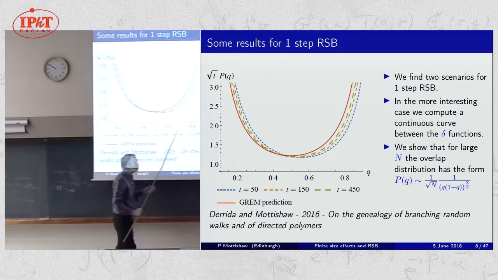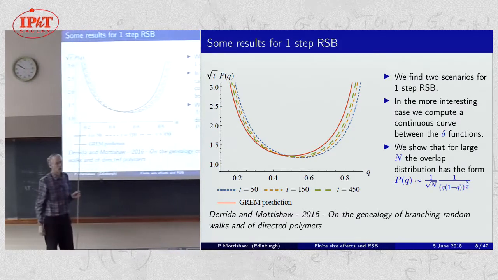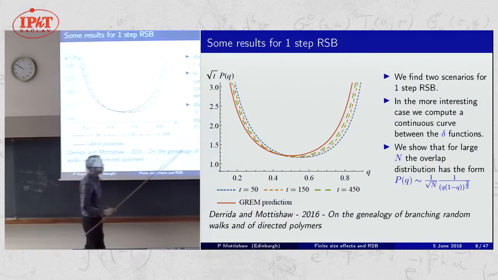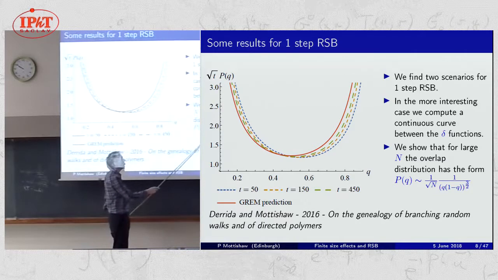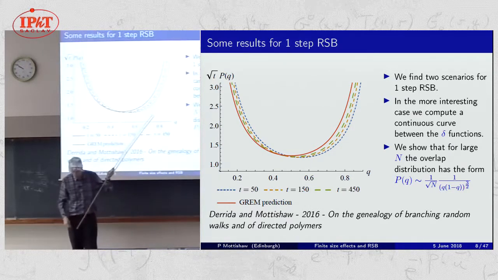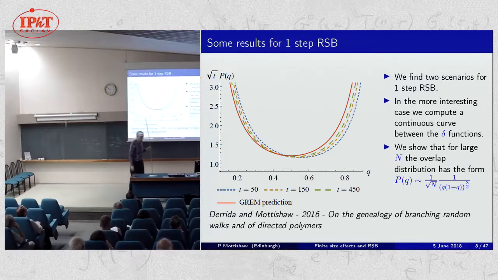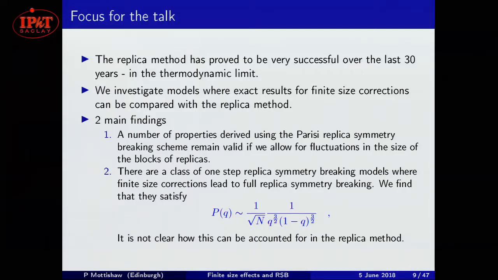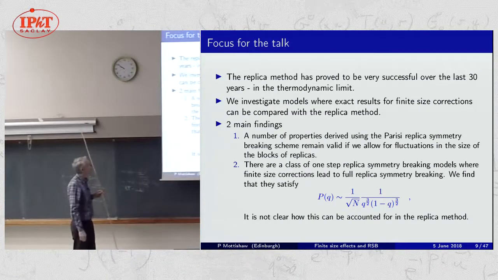And we find this structure here, which probably applies to a large class of problems, where the overall finite size effect goes as 1 over root n, and then you get q times (1 minus q) to the minus 3 over 2 as the shape of the curve. Okay, so that's just a brief introduction to the sort of things that we have been looking at.